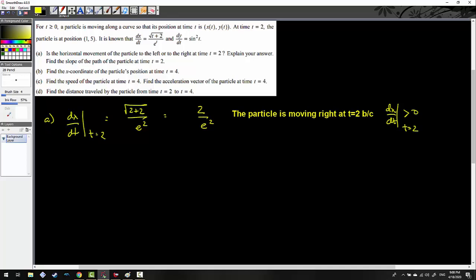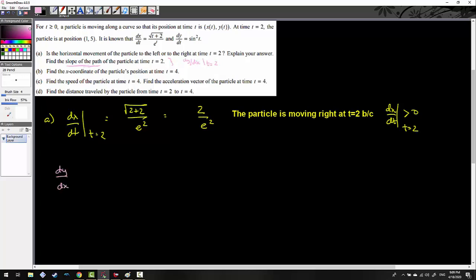The second part of part A is asking us to find the slope of the path of the particle at time t equals 2. Something to keep in mind here: when they talk about the slope of the path of the particle, they want dy/dx at t equals 2. So remember, the slope that they're talking about is the dy/dx slope.